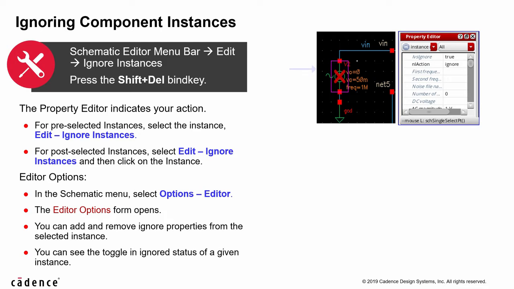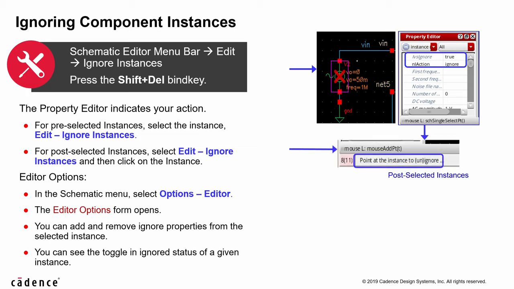You can choose to ignore certain instances during the netlisting of your design. There is a property called NL action that you can set to ignore, and it is visible in the property editor assistant. To do this, you can choose Edit Ignore Instances from the menu. For pre-selected instances, you can select the instance and then choose Edit Ignore Instances. And for post-selected instances, you can select Edit Ignore Instances and then you can click on the instance. This is a toggle-based command and you can use it to turn this property on or off.